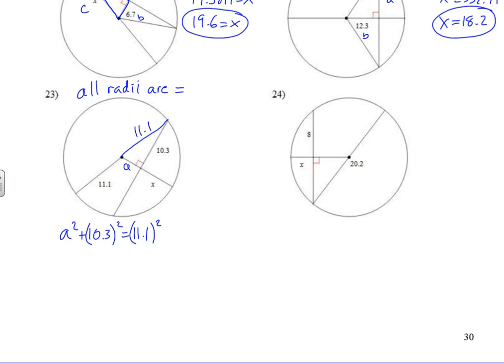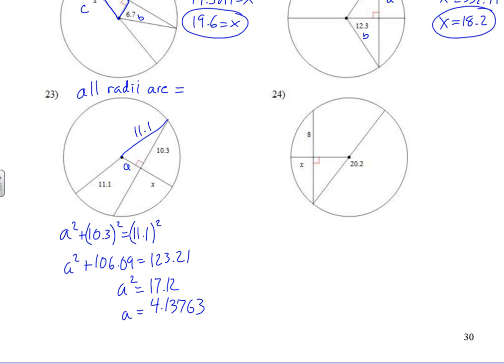So we've got 10.3 squared, so A squared plus 106.09. 11.1 squared is 123.21. So we're going to subtract 106.09 from that. And I get A squared equals 17.12. Then I take the square root of that value, and A is 4.113763.